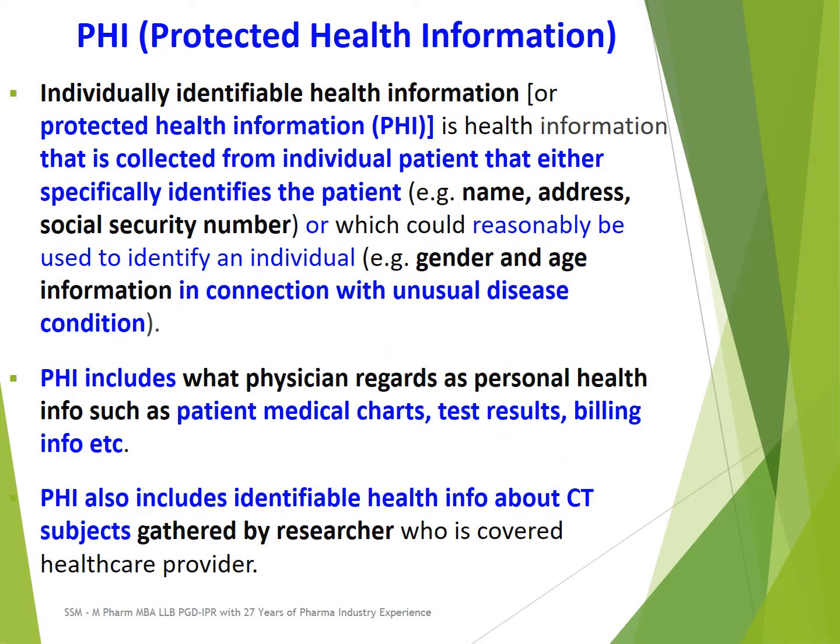Now, coming to protected health information. What is protected health information? It is individually identifiable health information that is collected from an individual patient that either specifically identifies the patient, for example with name or address or social security number, or information which could reasonably be used to identify an individual, for example with gender or age information in connection with unusual disease conditions like HIV.